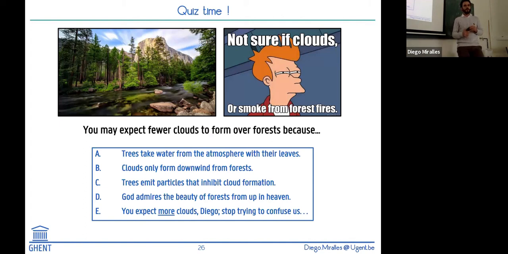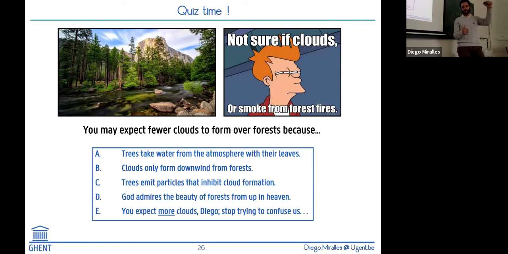No? Okay, so you may expect fewer clouds to form over forests because trees take water from the atmosphere with their leaves. Clouds only form downwind from forests. Trees emit particles that inhibit cloud formation. God admires the beauty of forests from up in heaven, and you expect more clouds, not fewer clouds. Diego, stop trying to confuse it.